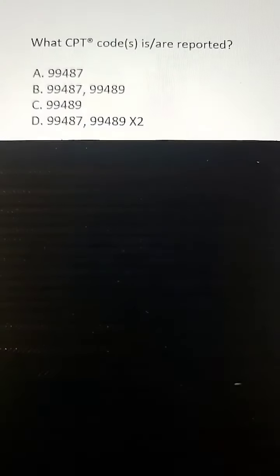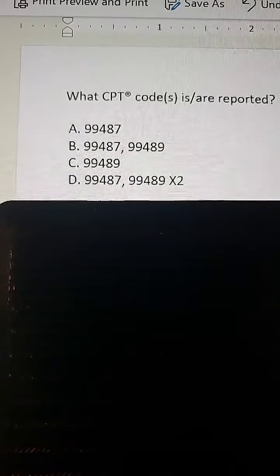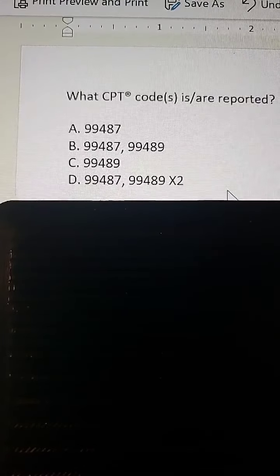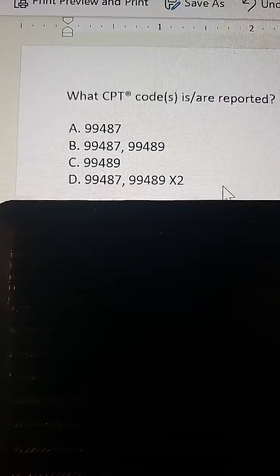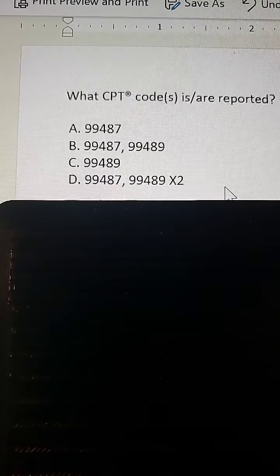Let's see about this one. What's going on with our 99487? I want to go look at it first to see what's going on with it. Make sure I don't have any do nots or do's or anything that I should know about this particular code. I should have written down beside it.